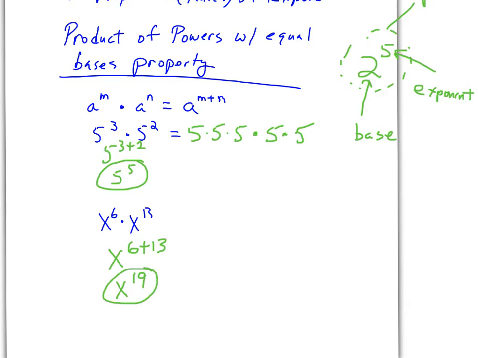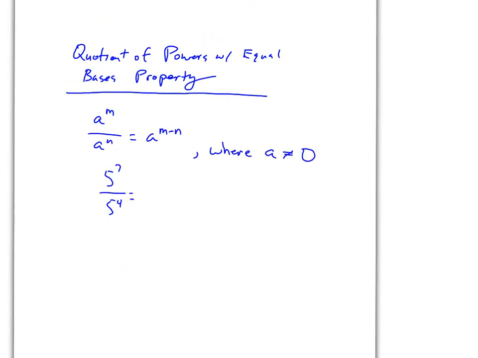All right. Next is the quotient of powers with equal bases. Notice that I have this power and this power. They're being divided. They have the same base. In this case, what I'm going to do is subtract the exponents, and let me show you why that is.